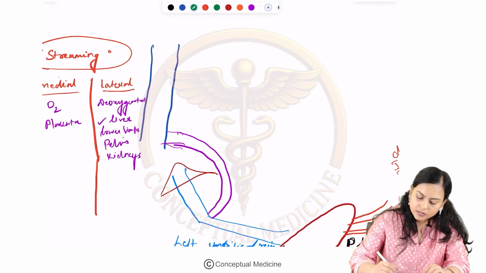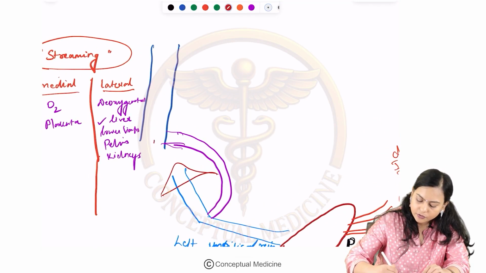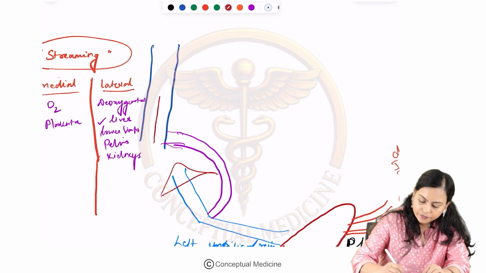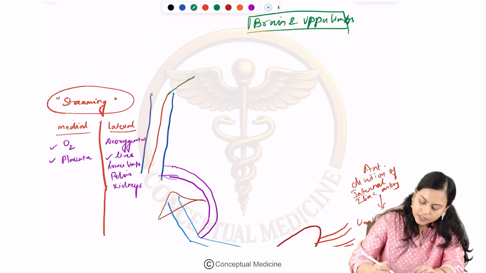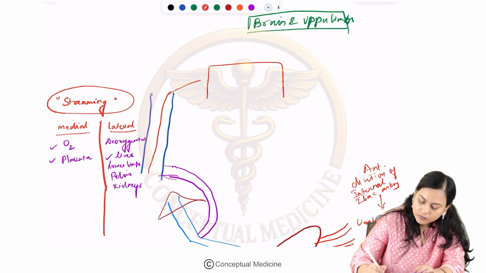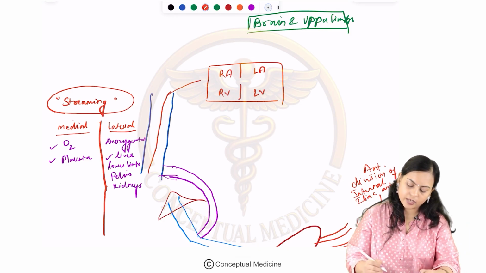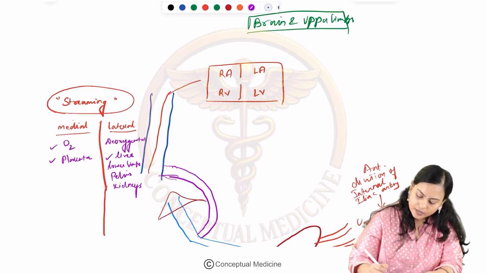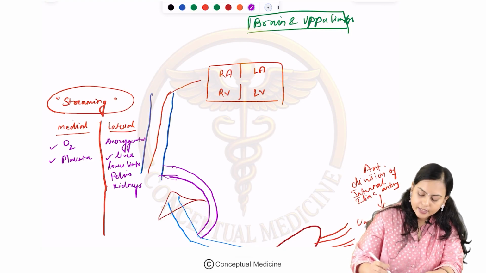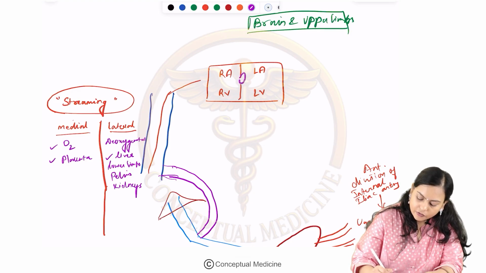So the blood is passing through this inferior vena cava. As the blood is coming and reaching the heart, it will reach the right atrium. This is right atrium, right ventricle, left atrium and left ventricle. There is an opening, a connection between the right atrium and the left atrium, that is the foramen ovale.